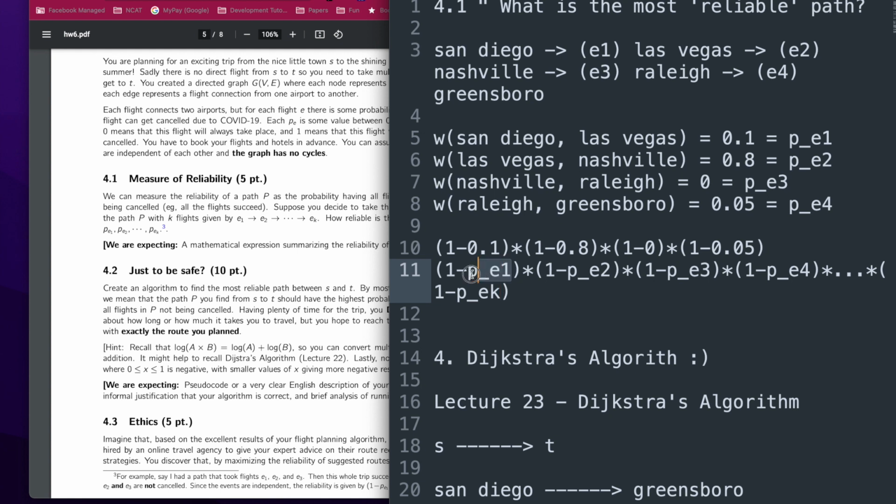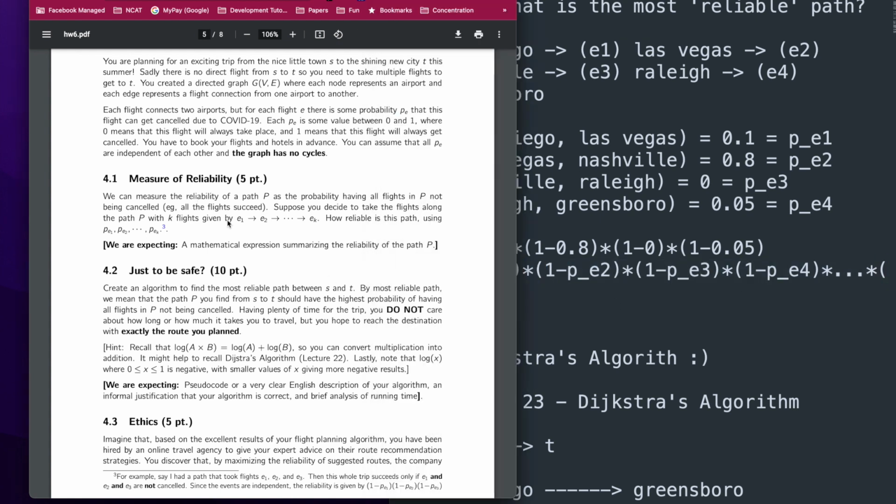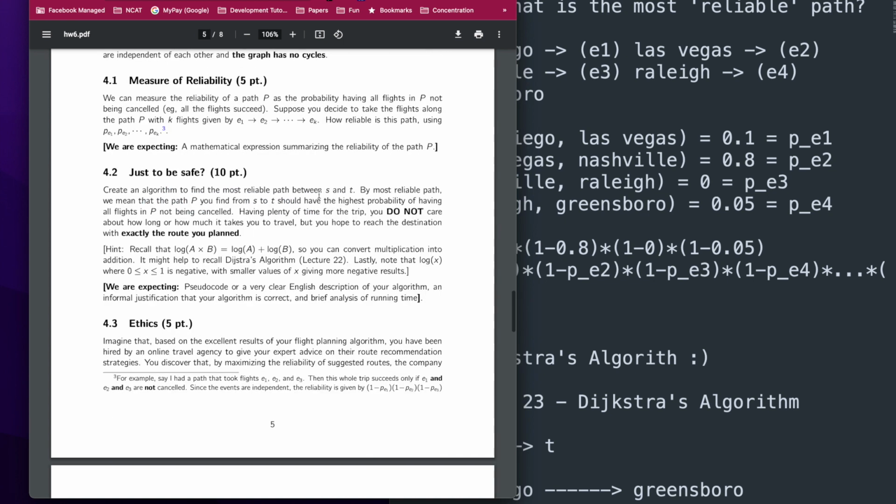We do 1 minus the probability it gets canceled, because that gives us the probability that the flight succeeds, and then we multiply all of them together along the path. Okay, so that's what we're expecting for 4.1.